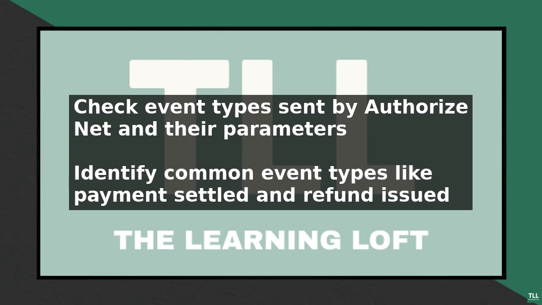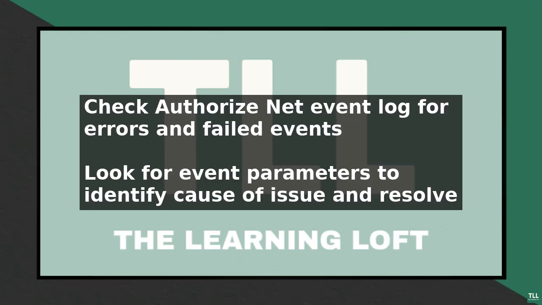To troubleshoot events, start by checking the Authorize.Net event log. The event log provides a record of all events sent by Authorize.Net, including the event type, date, and time. Look for any errors or failed events, and check the event parameters to identify the cause of the issue.